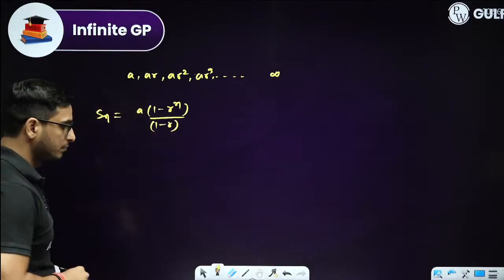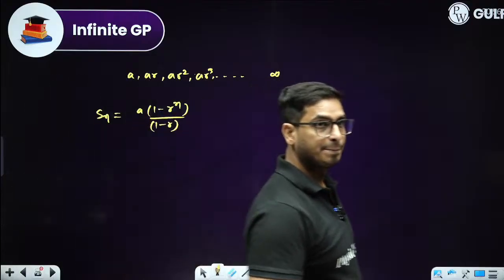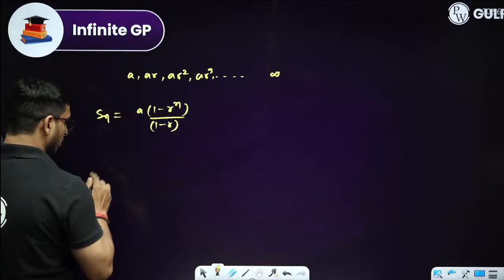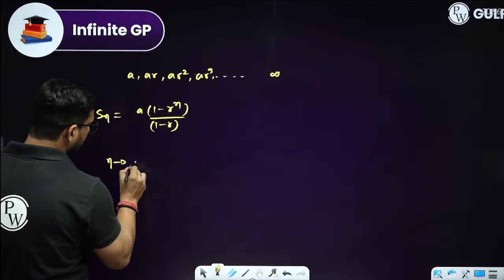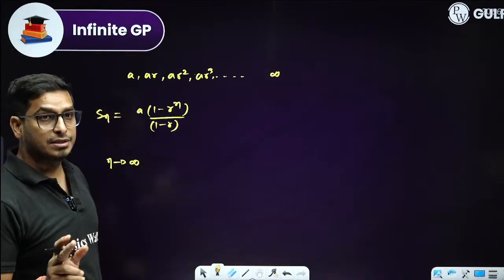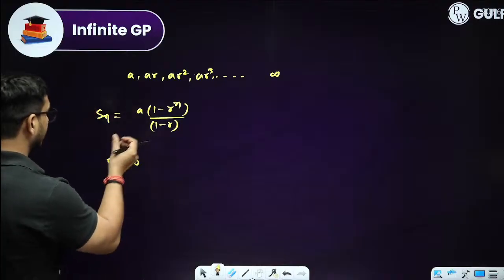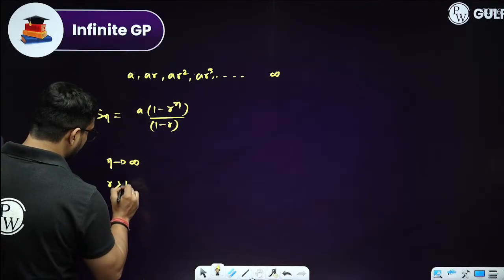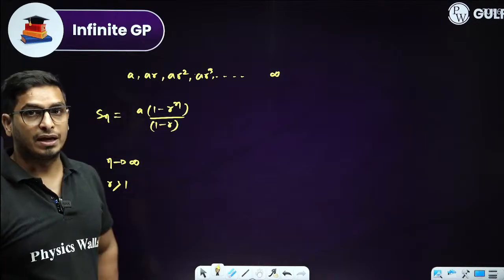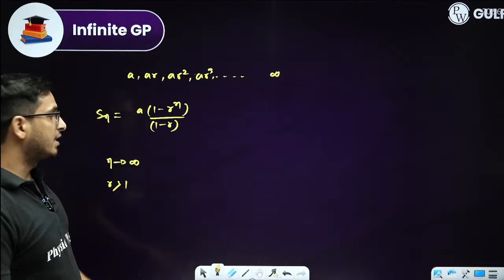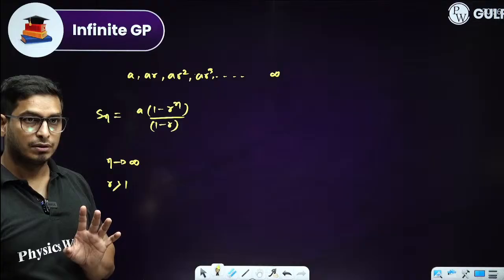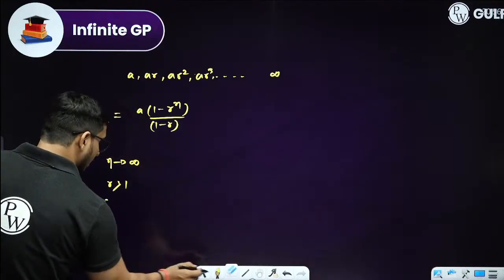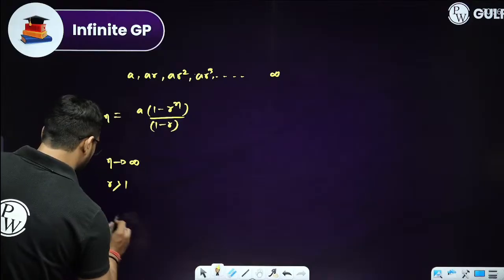Correct? Okay. So there are two possibilities. First, n is tending to infinity, guys. If n is tending to infinity and r is greater than 1, in that case, what would be S infinity?